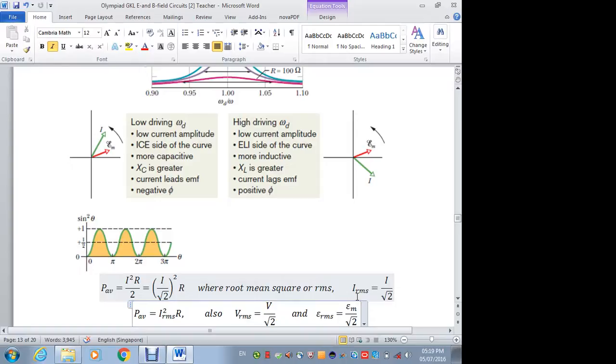So there's I naught over root 2 here. So the P average will always be I root mean square squared times R. Same as for V root mean square and so on. In this case, E_m is the maximum value for the voltage source.